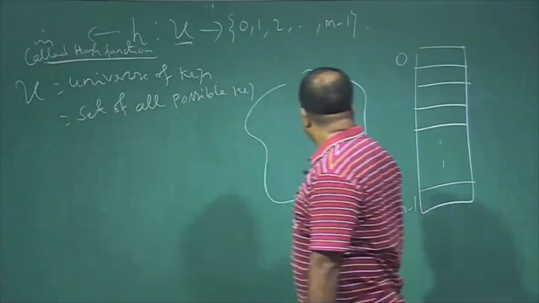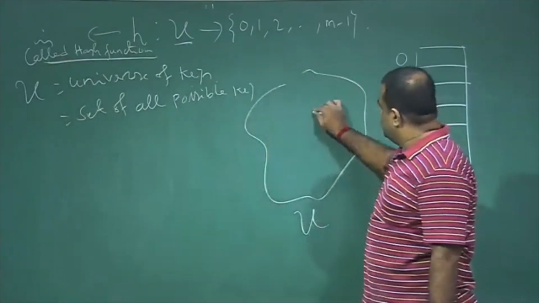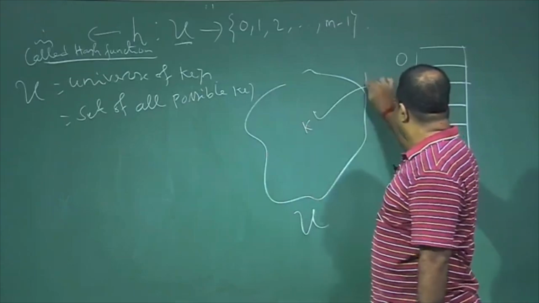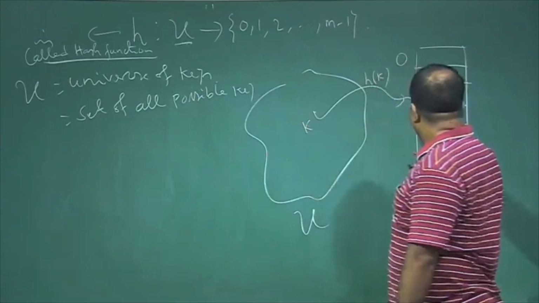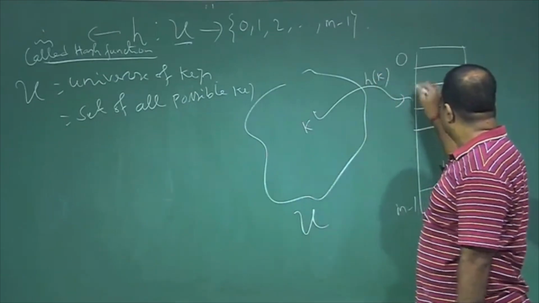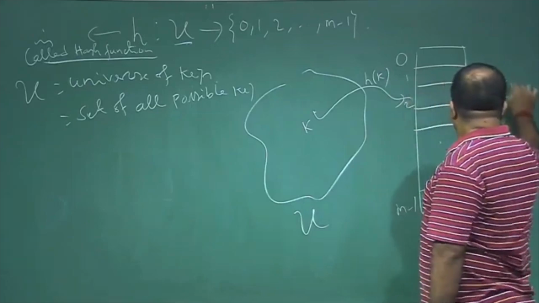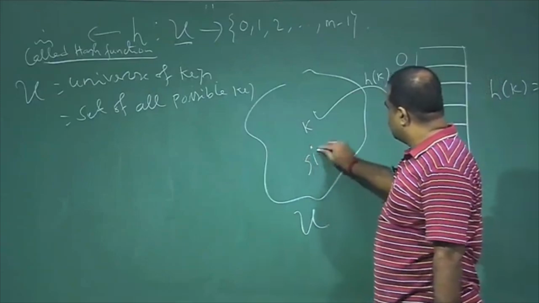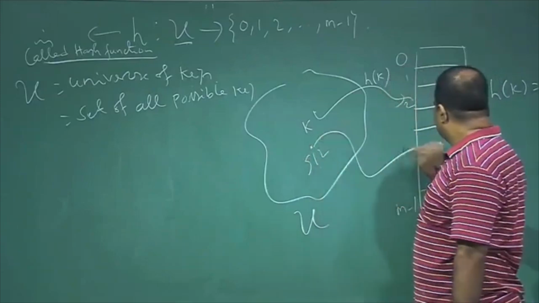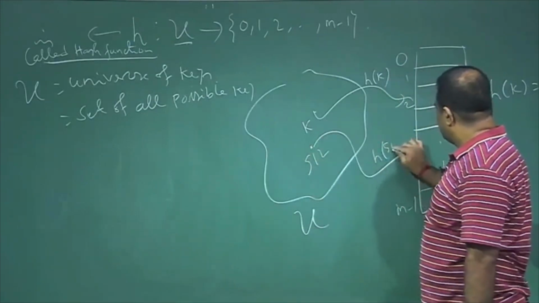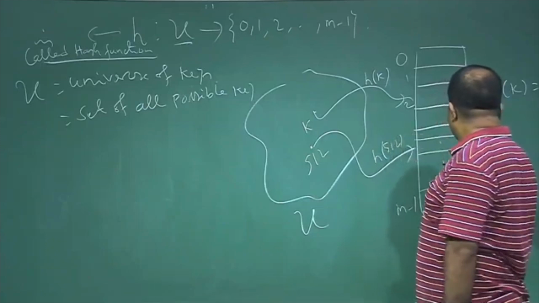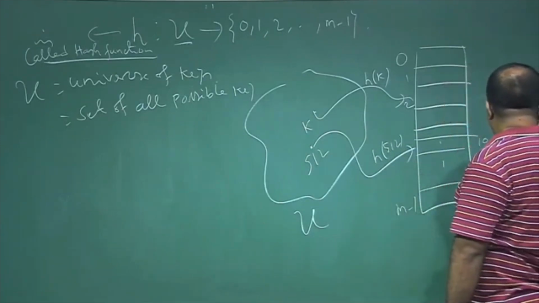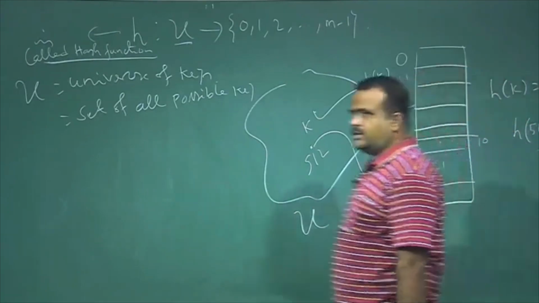Okay. So, any function taking a key applies the hash value, h of k, and puts it into some slot. So, this is, say, 2. So, h of k is 2 like this. Say we have a key 512. It applies the hash function on 512 and stores it into the 10th slot. So, h of 512 is 10, something like that. Okay.